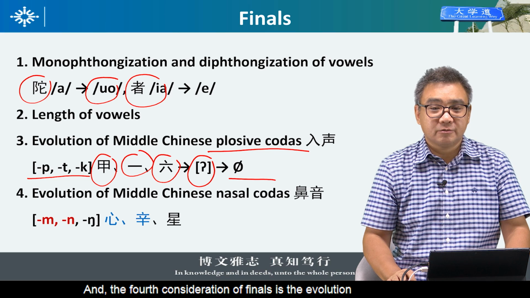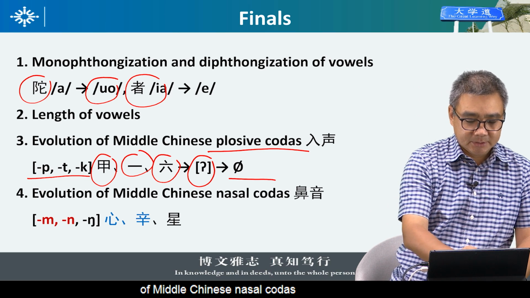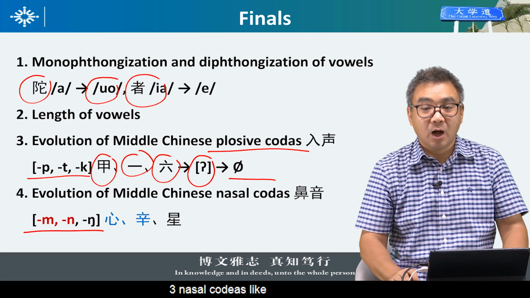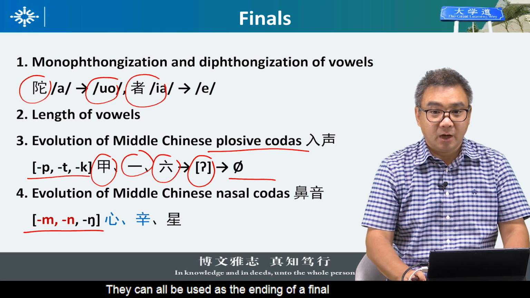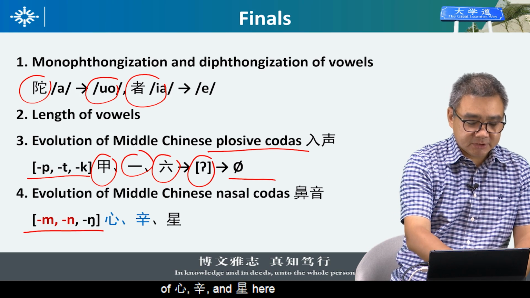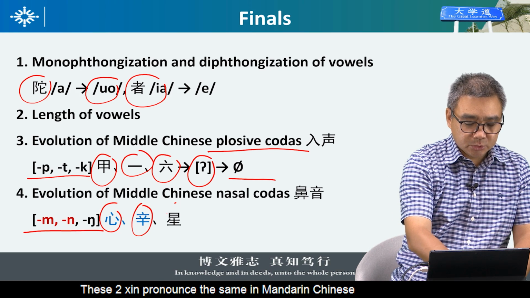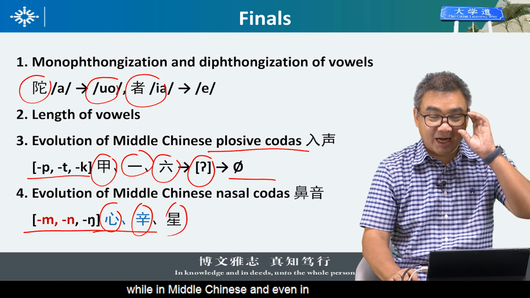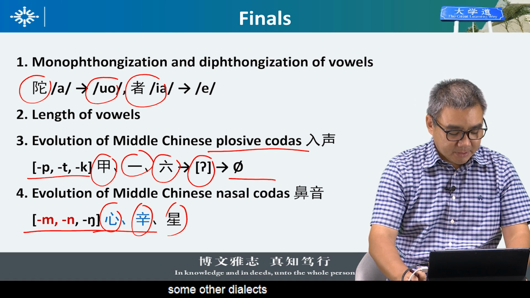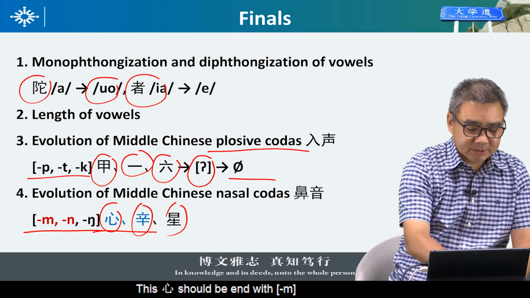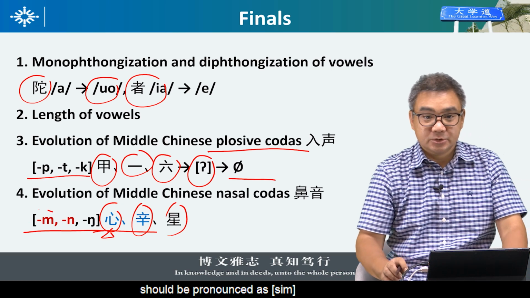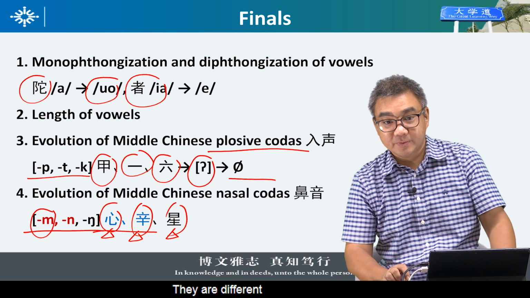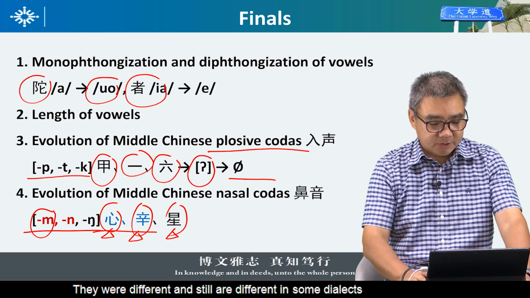And the next consideration of finals is the evolution of Middle Chinese nasal codas. You know, in Middle Chinese, there are at least 3 nasal codas, they can all be used as the ending of a final, like the situation of xin and xing here. These 2 pronounce the same in Mandarin Chinese nowadays, xin, no difference. While in Middle Chinese and even in some other dialects, for example, Cantonese nowadays, this one should be pronounced as sim. Here is sin, and here is sing. They are different. They were different and still are different in some dialects.